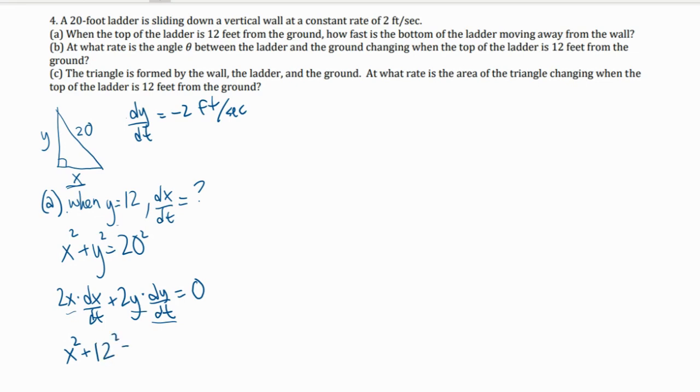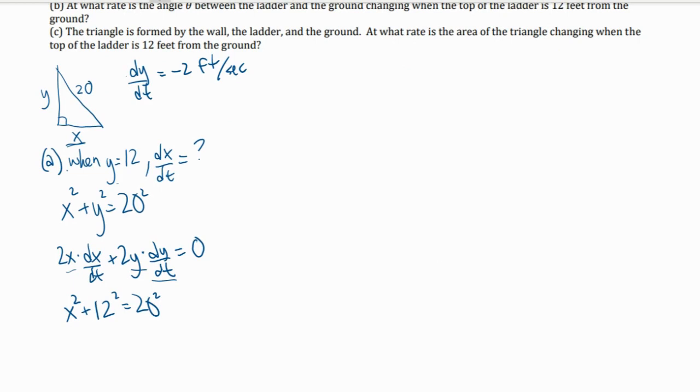So 12 squared plus x squared equals 20 squared. This is not a special right triangle, this is a Pythagorean triple. So this is 4 times 5 squared, this is 3 times 4 squared. So this is going to be 4 times 4. So I know x is going to be 16. If you don't believe me, you can actually do x squared equals 400 minus 144. So x squared is equal to 256. So x is equal to 16.